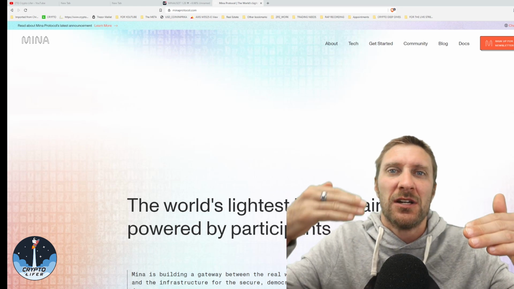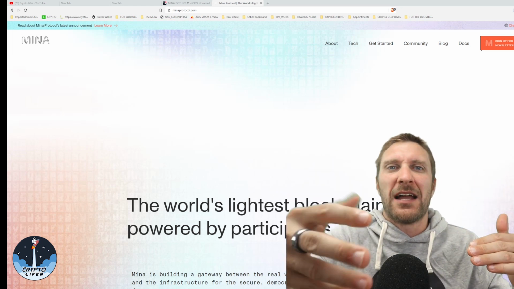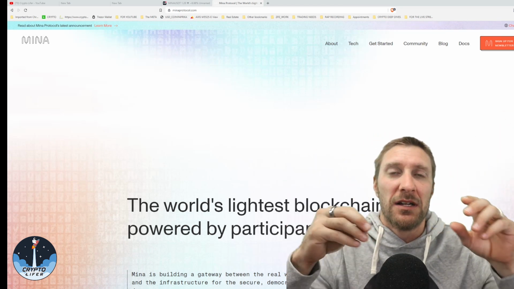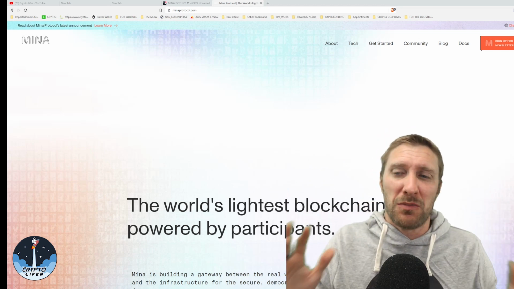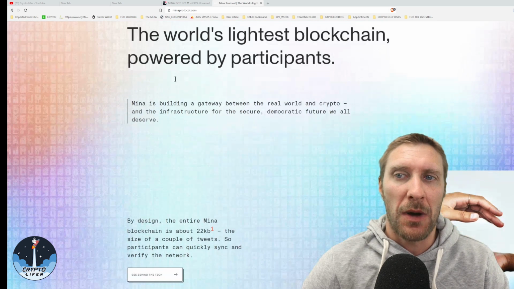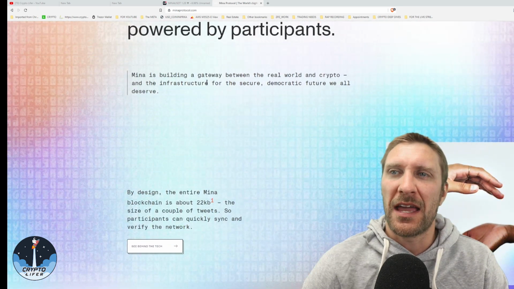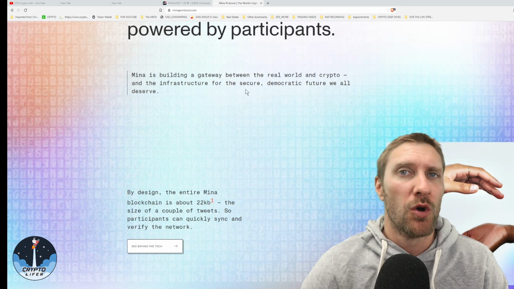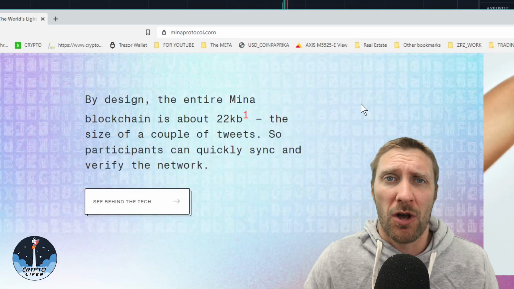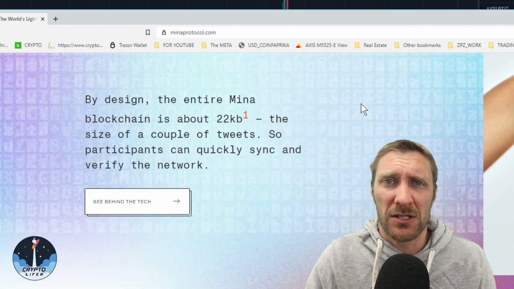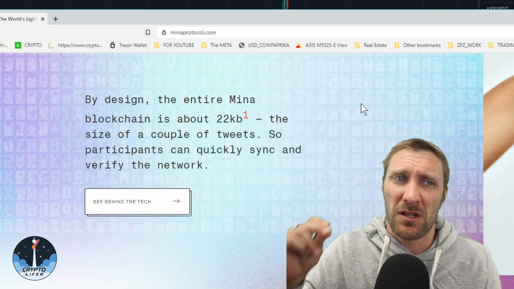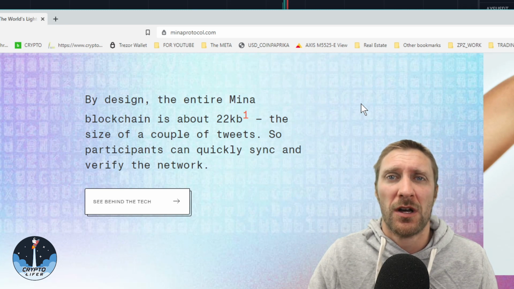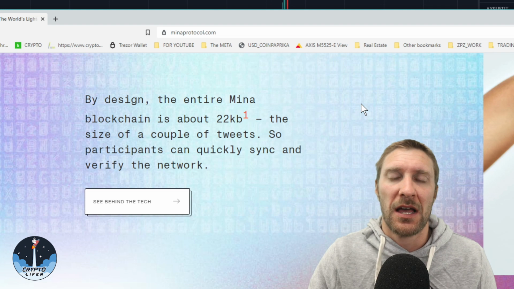As you add transactions to the blockchain on Mina, you keep adding another zero knowledge proof to the next zero knowledge proof. You keep collecting the snapshot into the snapshot. It's truly fascinating and absolutely mind-blowing. Mina, the world's lightest blockchain, powered by participants. Mina is building a gateway between the real world and crypto, and infrastructure for the secure, democratic future we all deserve. Now, by design, the Mina protocol is only 22 kilobits, the size of a couple tweets, so participants can quickly sync and verify the network like that. 2 seconds. The idea of decentralization is the more people can verify the network, the more decentralized it is and the safer it is. That's the idea.